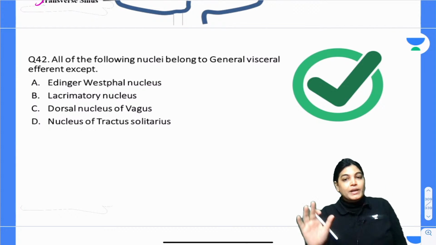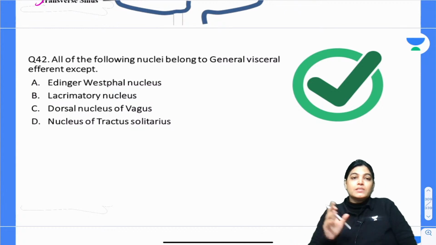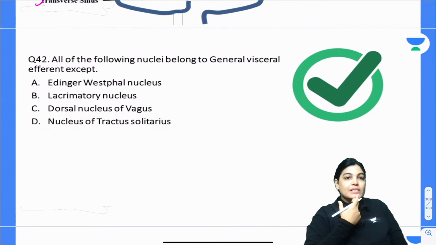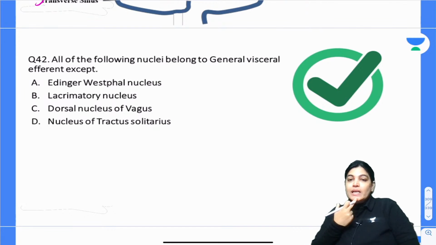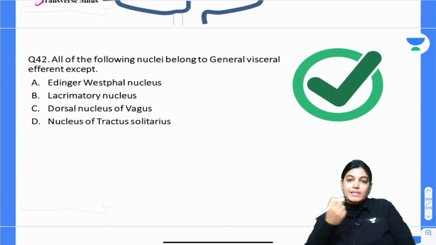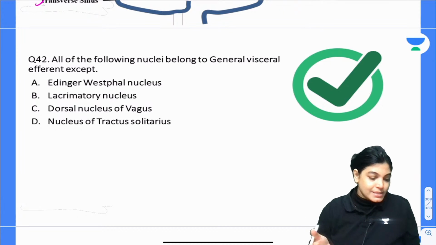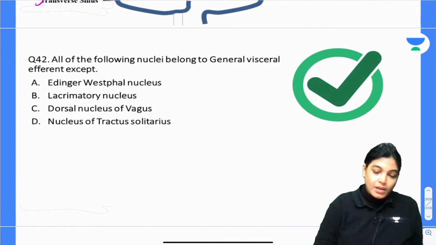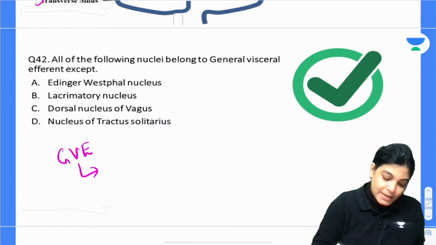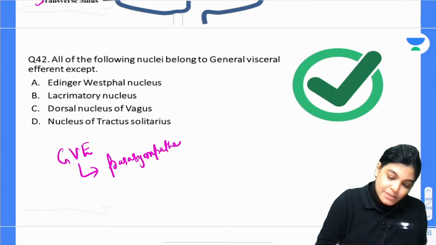Now, all of the following nuclei belong to general visceral efferent. What do you mean by efferent? Motor. Which is not a nucleus of the general visceral efferent component? General visceral efferent is for parasympathetic innervation. I have taken one session on cranial nerve nuclei and functional components; those who have missed it can see that session. General visceral efferent is for the cranial outflow of parasympathetic innervation.